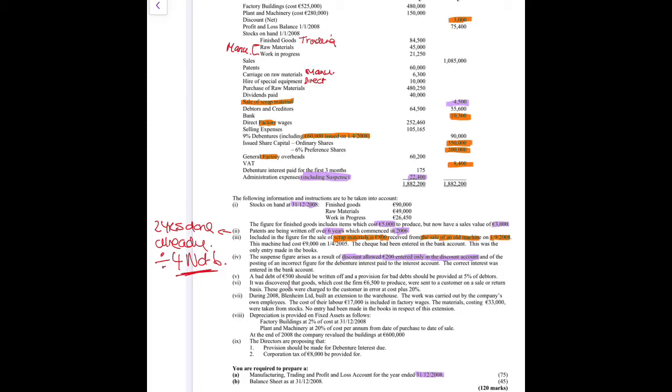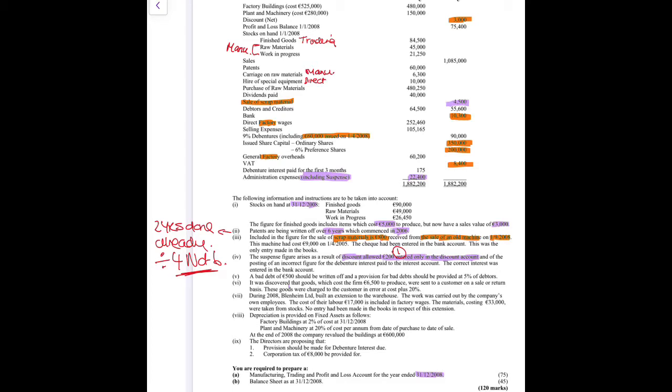So your first problem is there, the one that I just read. Discount allowed of 200 euro entered only in the discount account. Okay, so discount, who do we give discounts to? We give it to our customers. Okay, so we might give a discount if someone pays us early, or maybe they're just a really good customer of ours, so we decide to give them a discount. If we give someone a discount, that's an expense to us.